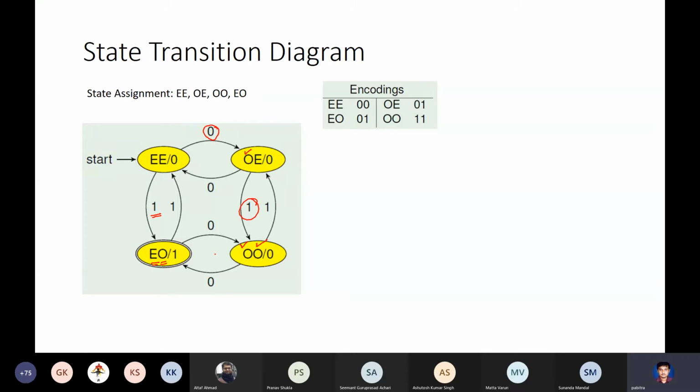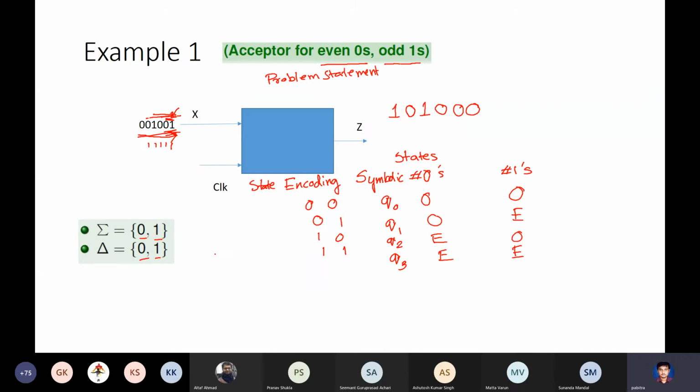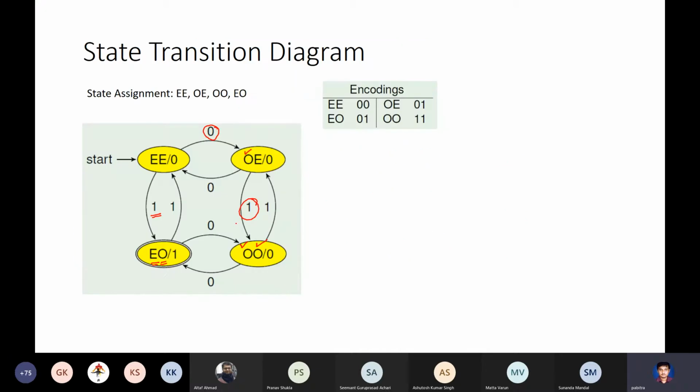Now our output alphabet was 0 and 1. That means it's an acceptor for even zeros and odd ones. So the output will be 1 only in this state, because it is the acceptor condition: even number of zeros and odd number of ones. You see the output is just a property of the state, because we have defined the state in that way.